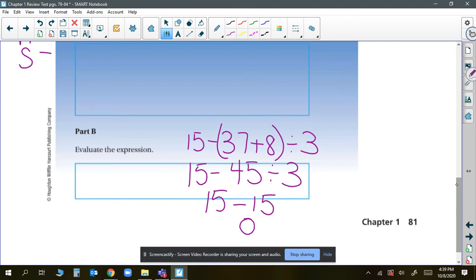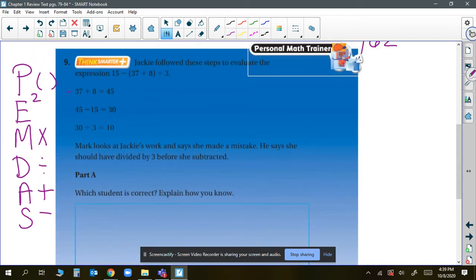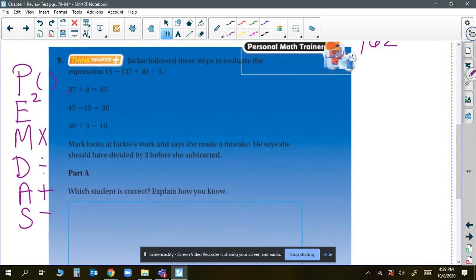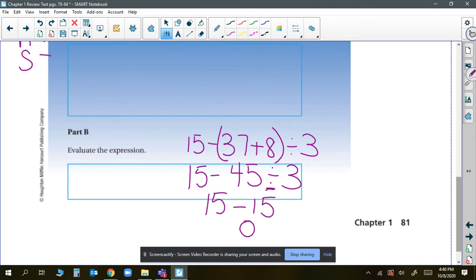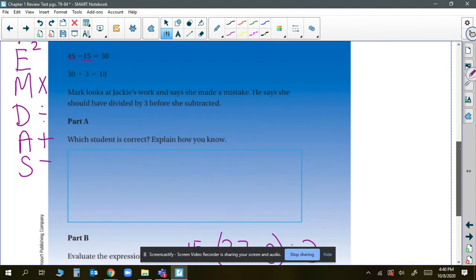Okay, so now that we've worked the problem, we can go back up and check it out here. I like how we do our layers. She kind of put it like this, and it's a little harder to see with bringing everything down. She did this one first, okay, and she got her 45. Then she took that 45 and subtracted 15 from it, which is not correct, because look what we did down here. We have to do the division first, and that's where she made her mistake.